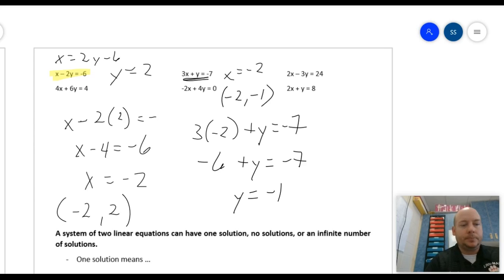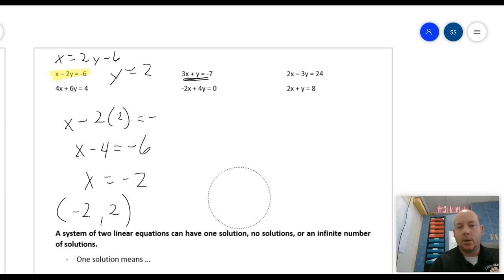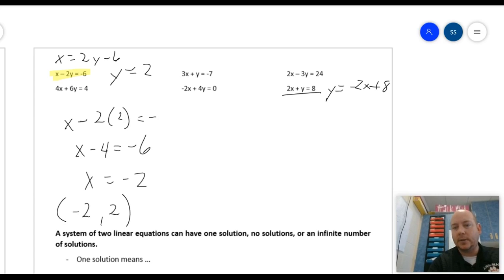All right. Let's try the third one here. Okay, again, think about which one would you solve for first. So you're looking for that coefficient of 1. So you got a coefficient of 2, negative 3, 2, positive 1. So we're going to solve this one for y. I think it's just a matter of moving the 2x to the right side with subtraction. So y would be equal to negative 2x plus 8.